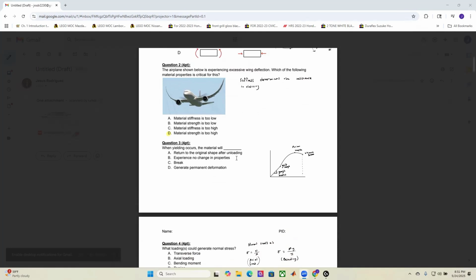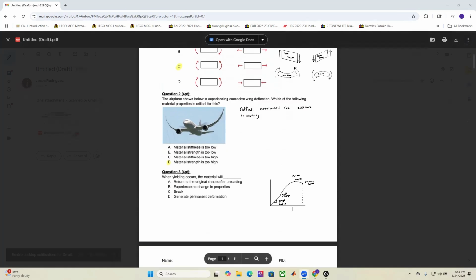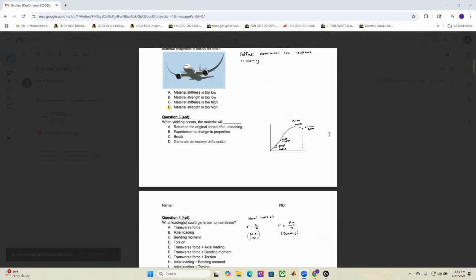For question three, when yielding occurs, the material will... you can't really see the diagram on the right side, but I will explain it. The straight line is a slope line, and that depicts Young's modulus, so the elasticity, and the point right where Young's modulus connects to the curve, that would be the yield. Right at the top is the maximum strength. And at the very end, where it ends, that's the ultimate failure.